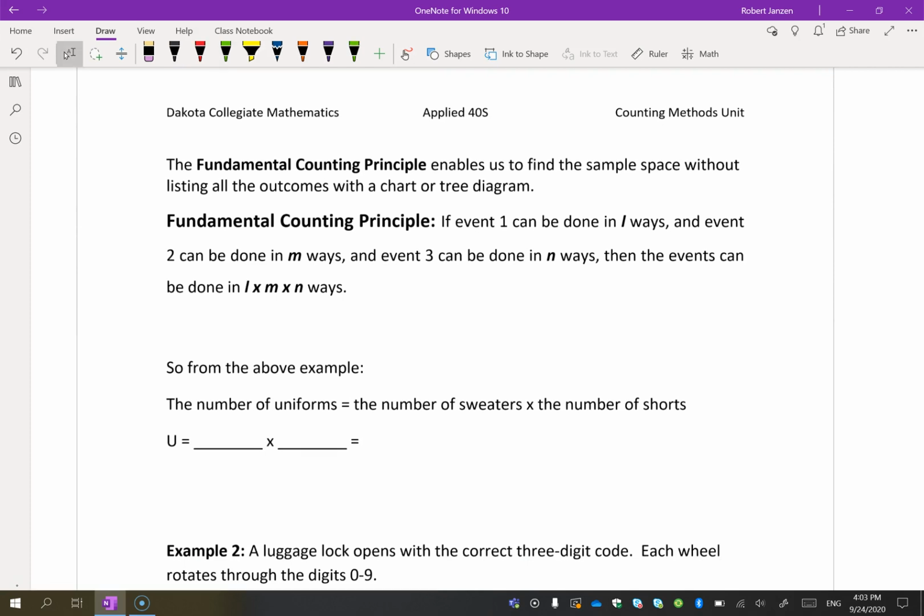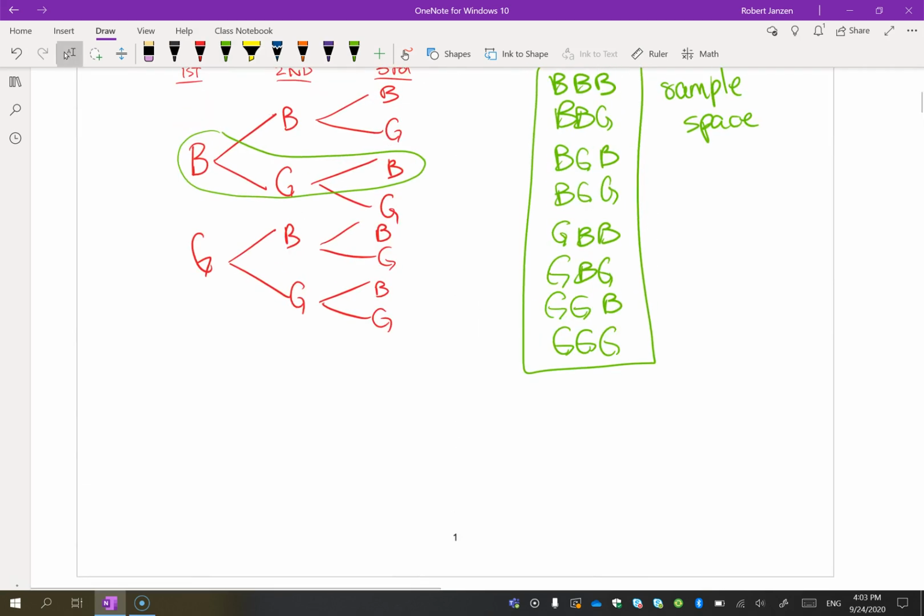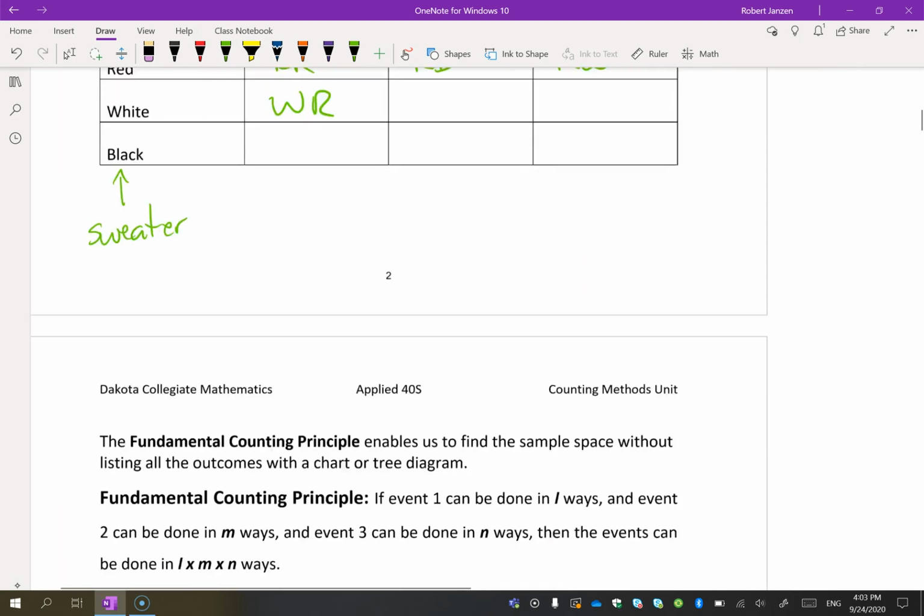Well, this leads us to what's called the fundamental counting principle. Rather than write out the sample space every time, rather than use a tree diagram, there's a bit of a shortcut here. You saw we had 9 variations. Notice that for the first option there were 3 options, and the second option there were 3. This is basically 3 times 3. If we go back here, we had 2 choices here, 2 choices here, 2 choices here. What's 2 times 2 times 2? It's 8.